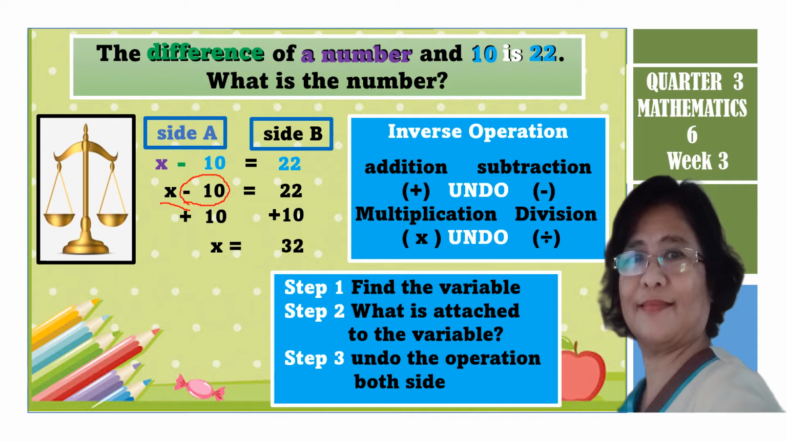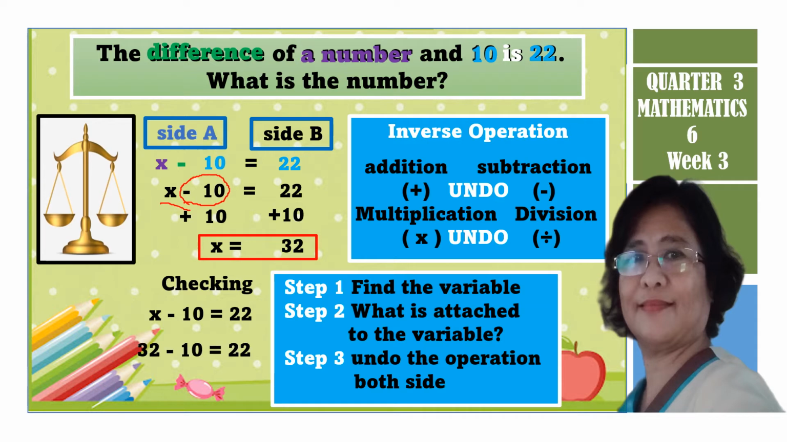Let us now check. In checking, we have to substitute the value of x. So our equation is x minus 10 is equal to 22. The value of x is 32, so 32 minus 10 is equal to 22. 32 minus 10 is equal to 22. So 22 is equal to 22. So our answer is correct.